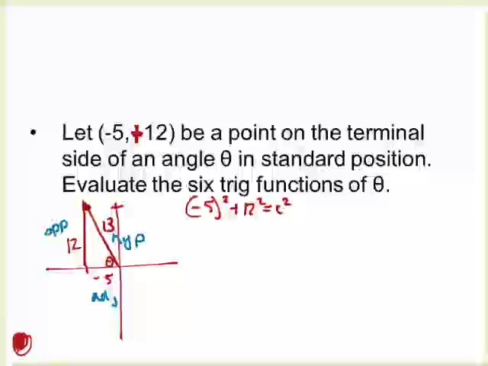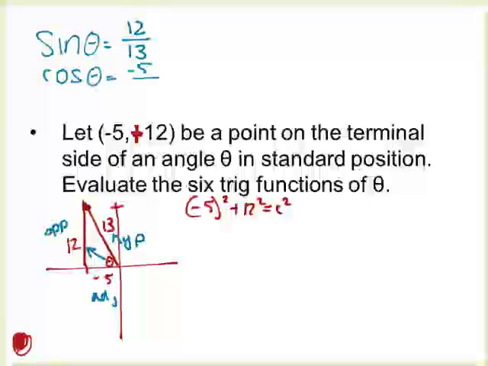So when theta is at the origin, opposite means the point directly across from that angle. So 12 has to be the opposite. Adjacent means next to, so -5 is the one that's next to our angle. It makes a difference because when we go to calculate what sine is supposed to be, opposite over hypotenuse, we need the opposite to be 12 so that we all get the same thing. And then cosine would be adjacent over hypotenuse, and tangent is opposite over adjacent.